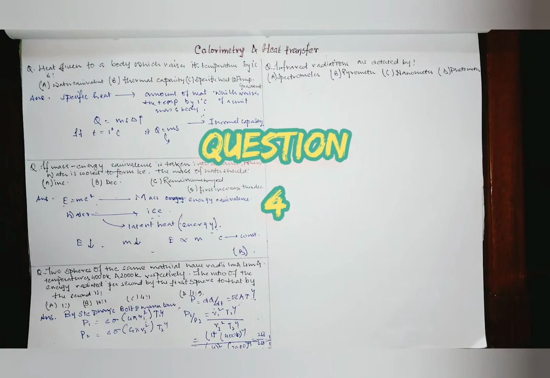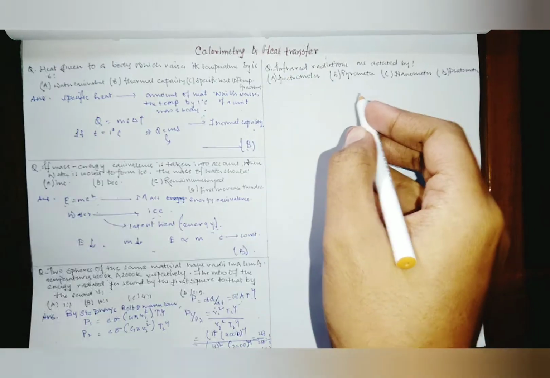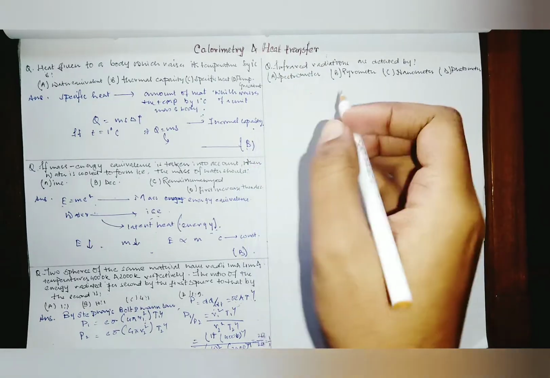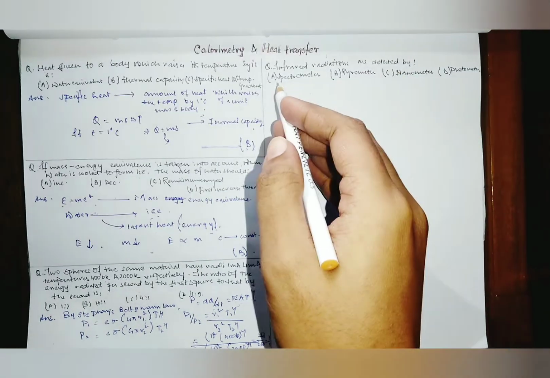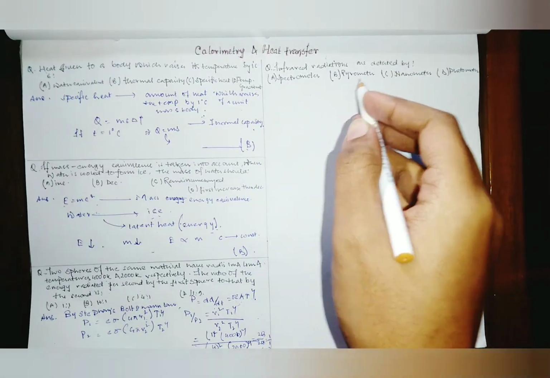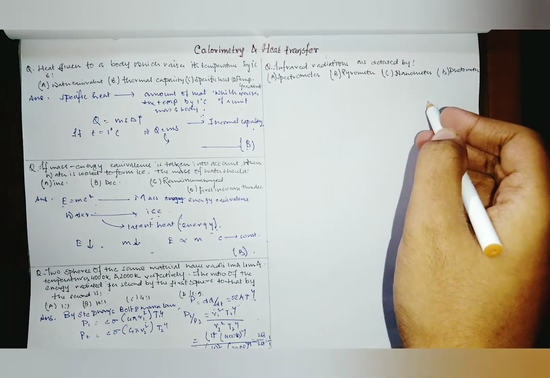Hello guys, welcome back to the fourth question, which is from the heat transfer section which appeared in 2002 JEE Mains. The question reads: infrared radiations are detected by A, spectrometer, B, pyrometer, C, nanometer, or D, photometer. This is a theoretical question.